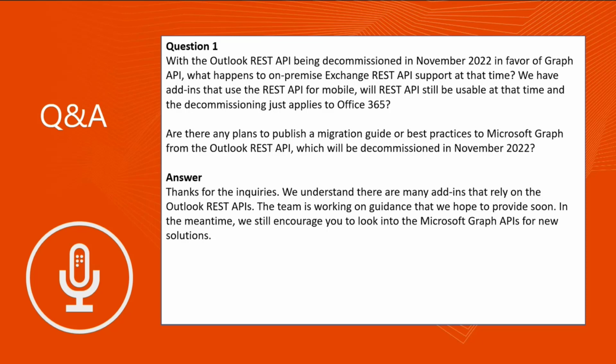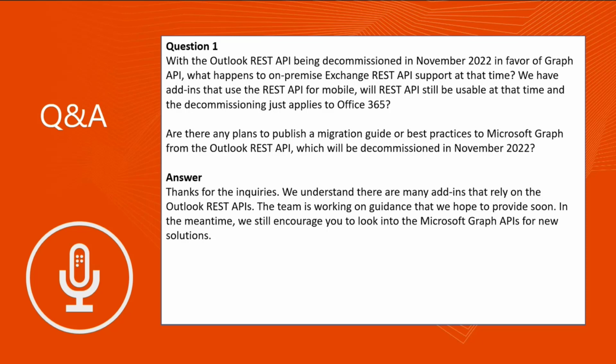One area, this says question 1, but actually we had several questions that came in that were all about the same thing, and I collapsed them here. Basically, it's asking: with the Outlook REST API being decommissioned in November 2022 in favor of Graph API, what happens to on-premises Exchange REST API support at that time? We have add-ins that use the REST API for mobile. Will the REST API still be usable at that time, and does the decommissioning just apply to Office 365?